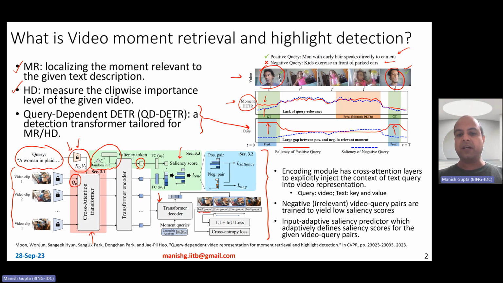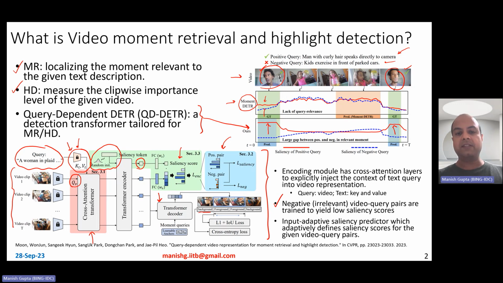So that's that. Now, in this particular architecture, the entire model is learned using multiple objective functions. I'll talk about the objective functions on the next slide, but one of them is about being able to recognize positive video, text query pairs from negative video, text query pairs. Therefore, they don't just train on positive video, text query pairs, but also on the negative, irrelevant ones. Okay.